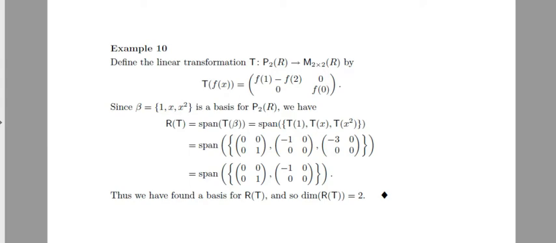Now please see the third vector is dependent on the second vector. If we multiply the second vector by 3 we will get the third vector. So span of these three vectors is same as span of the next two vectors. So we get R(T) is equal to span of these two vectors, and these two vectors are linearly independent, and so this is the basis for range space of T, and the dimension of range space of T is equal to 2.